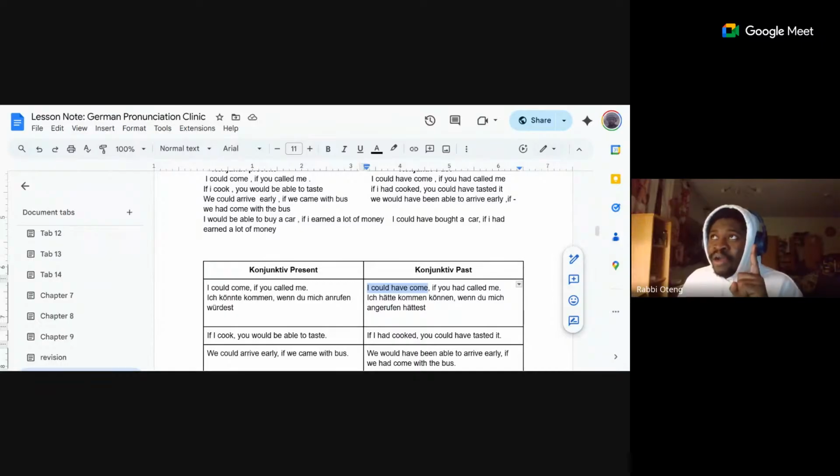I can't actually use wollen in this case. I must have come in the past: ich hätte kommen müssen. They follow the same structure, okay? It just doesn't make sense, but you have to use it. This is the structure.